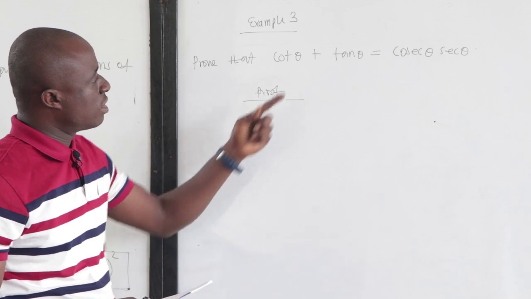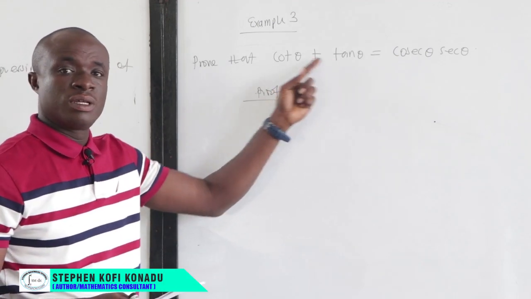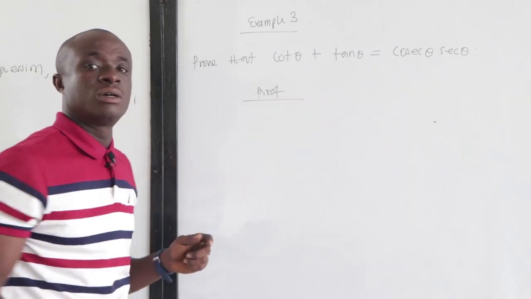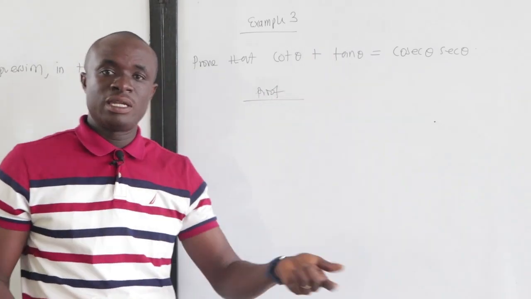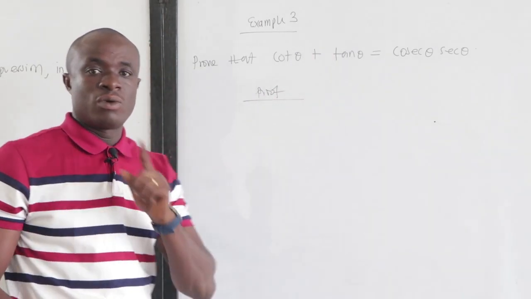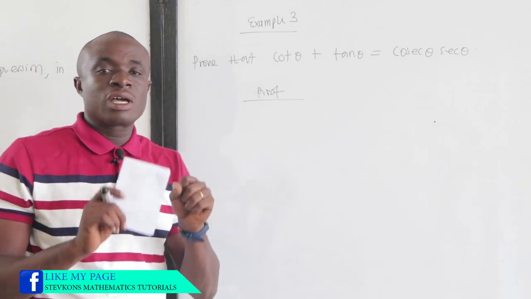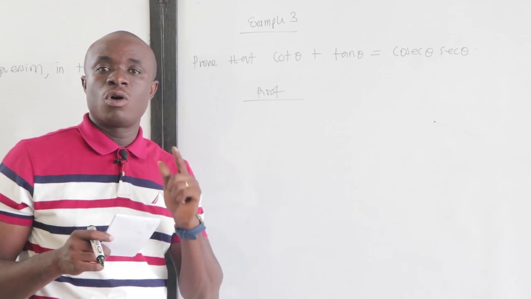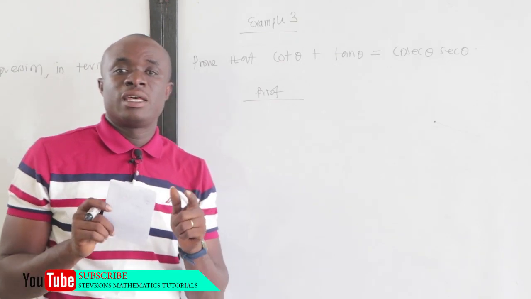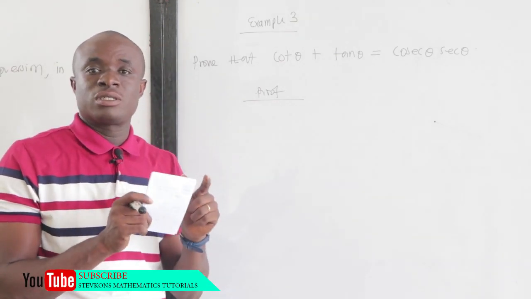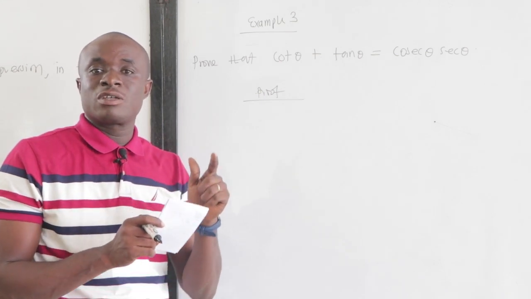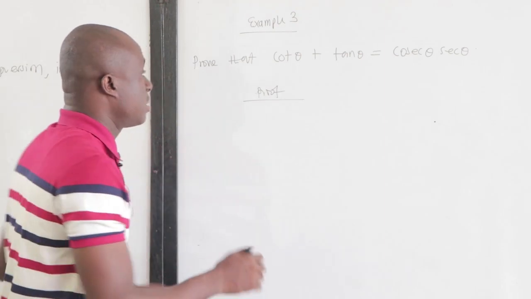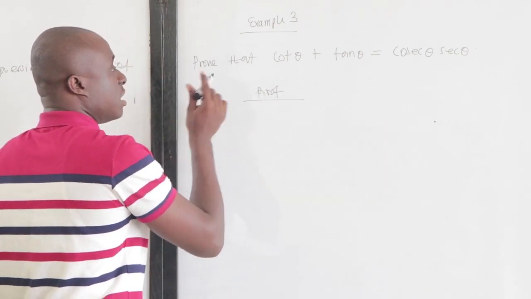Now with this one, you can decide to start from the left hand side so that you'll be able to deduce the right hand side, or you can start from the right hand side and then deduce the left hand side. One thing that you should note is that if you want to prove such questions, all that you're supposed to do is look at the part which is quite challenging or which is quite complicated, and then with that one you'll be able to prove the other one. So let me consider the left hand side.